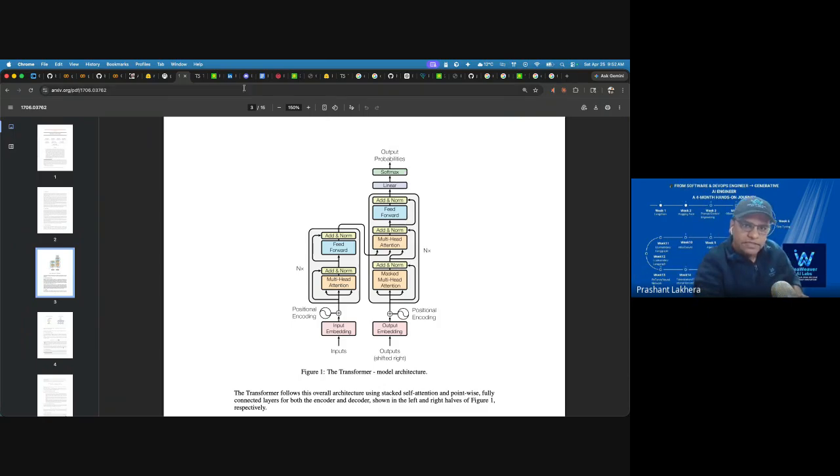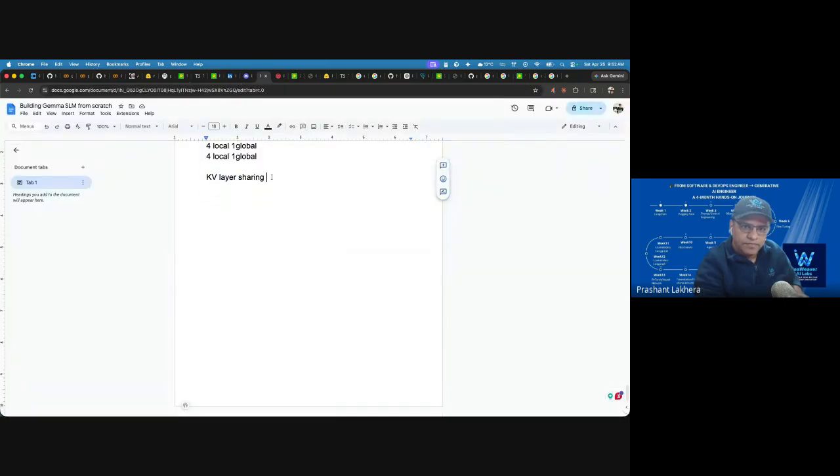So for example, if this is layer 1, and let's say all the way up to layer 20, these layers don't all need to have a dedicated KV cache. Some of these layers can share the KV cache. So for example, this layer 20, I'm just giving an example, can share the KV cache with this layer.